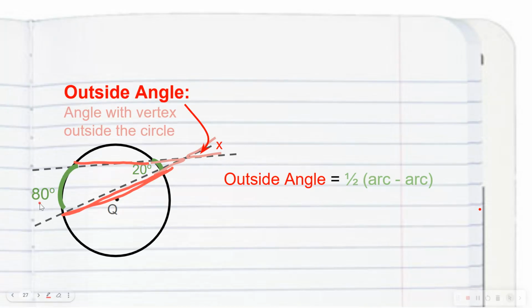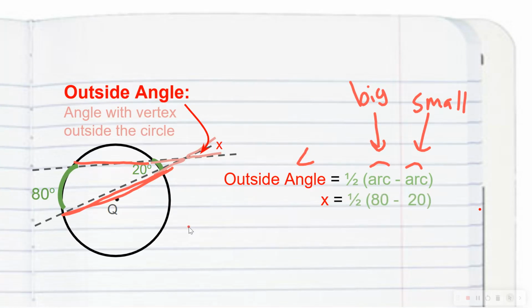Here I have 80, 20, and x. You need to start by understanding what your angle is. Remember, the angle is the pointy part, the arcs are the curved parts. So my angle is x, and then I have two arcs, and it actually does matter what order you put them in. Make sure you put the bigger arc first, and the smaller one second. So my bigger one, it just looks bigger, 80. I'm going to do 80 minus 20. Okay, order of operations, do the parentheses first, then half it, so x equals 30.